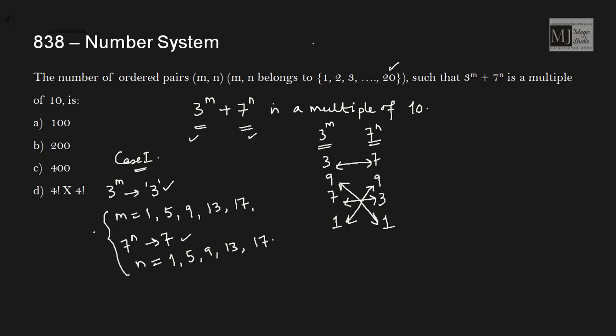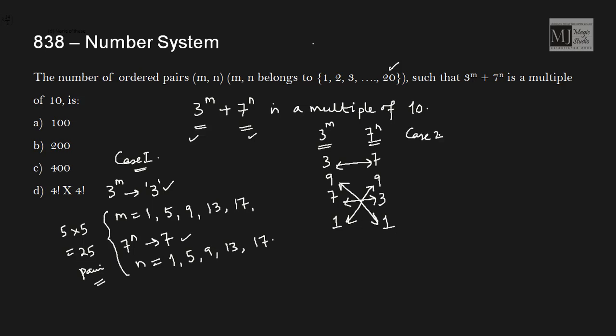So how many pairs of m and n are possible? 5 into 5, that is 25 pairs. So it can be 1, 1, 1, 5, 1, 9, 1, 13, 1, 17 or 5, 1, 5, 5, 5, 9. So we have 25 pairs here.